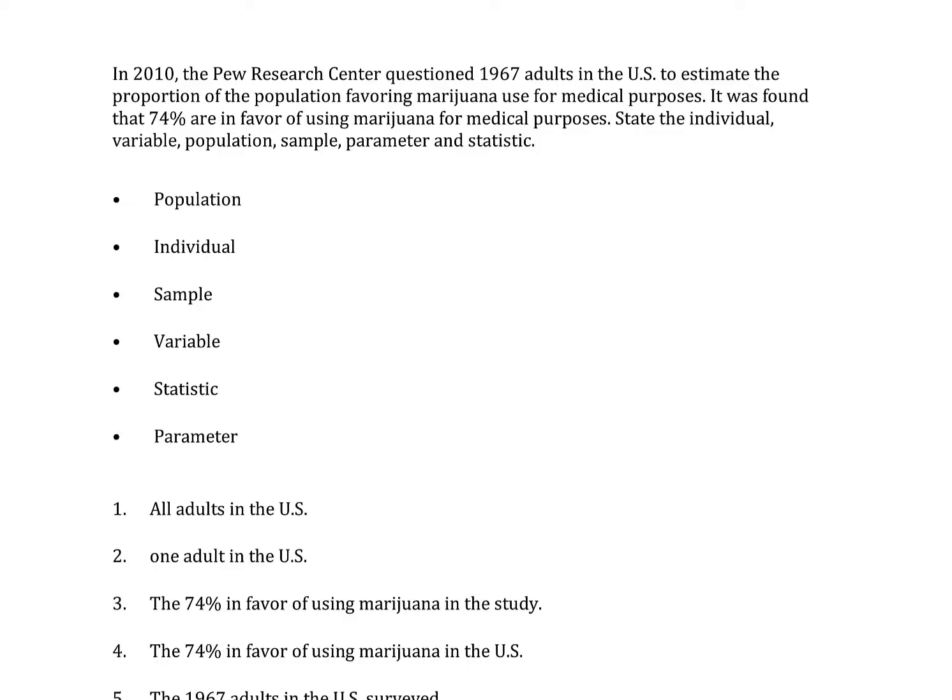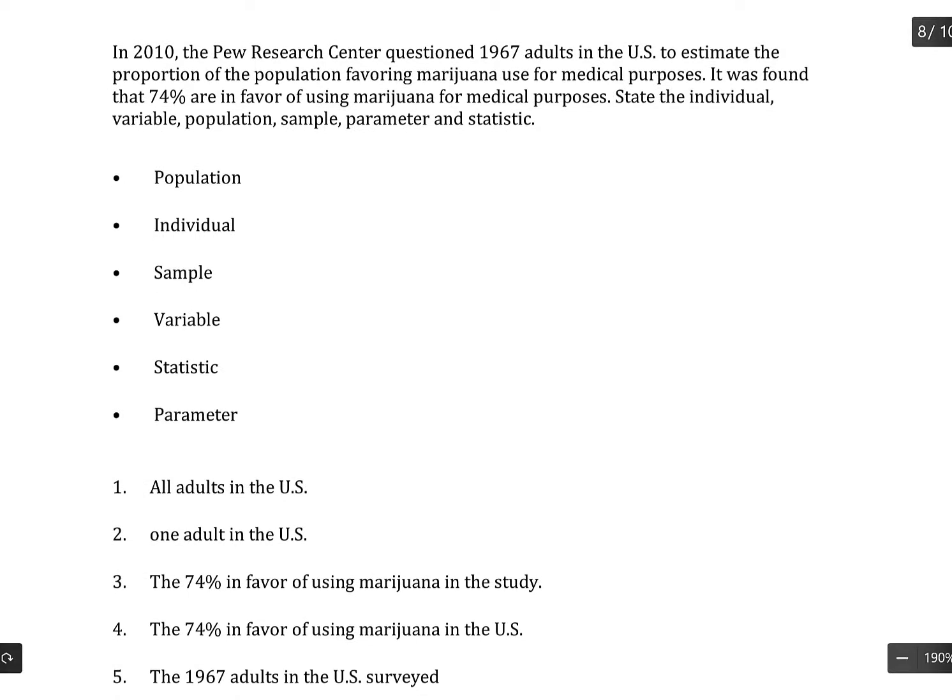In 2010, the Pew Research Center questioned 1,967 adults in the U.S. to estimate the proportion of the population favoring marijuana use for medical purposes. It was found that 74% are in favor of using marijuana for medical purposes. State the individual, variable, population, sample, parameter, and statistic.